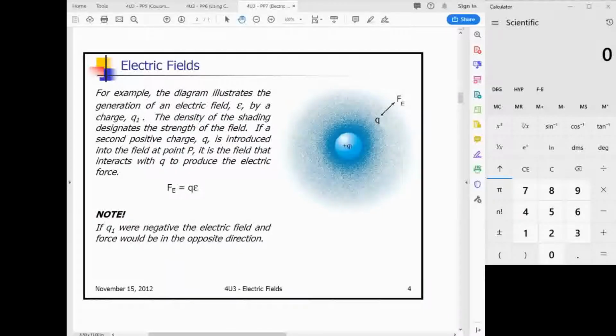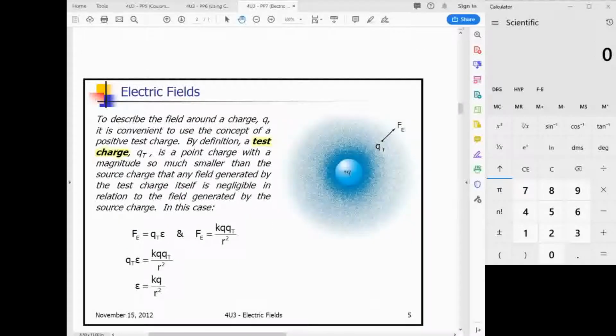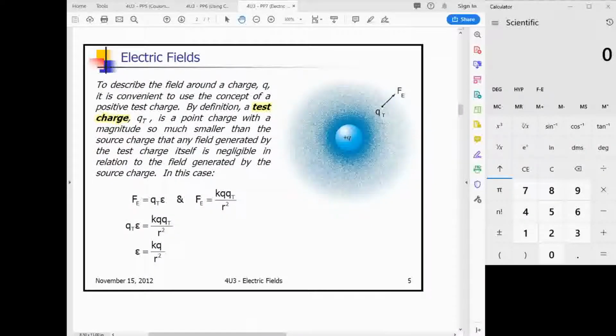That's the convention we use. I think it gets explained here, and it does actually. It says, to describe the field around a charge Q, it is convenient to use the concept of a positive test charge. By definition, a test charge, QT, is a point charge with a magnitude so much smaller than the source charge that any field generated by the test charge itself is negligible in relation to the field generated by the source charge. So consider the test charge's electric field to be so weak that it doesn't have any effect on the larger charge that we're looking at, that plus Q.